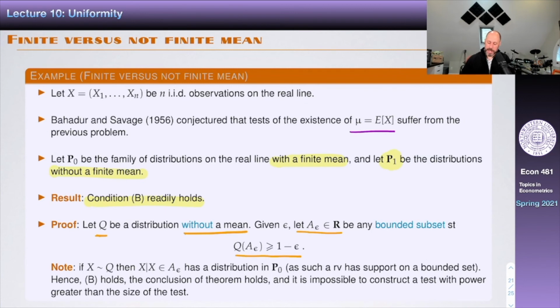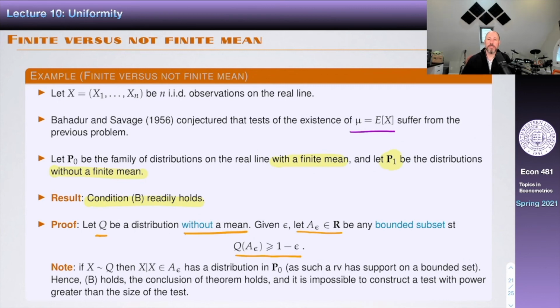Well, look at this. If X is a random variable with distribution Q, that means it doesn't have a mean. When you restrict X to this particular set, now it's a distribution under the null, because any random variable in a compact set has a mean. And condition B applies immediately.